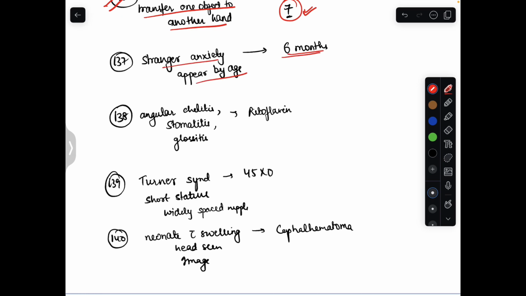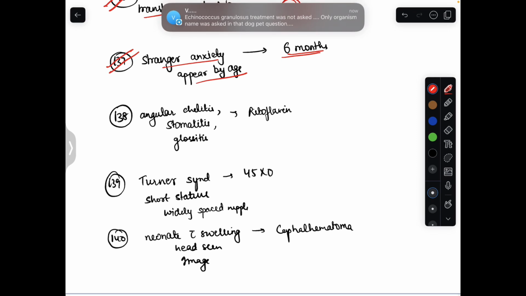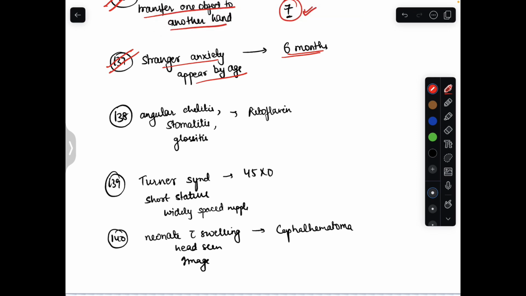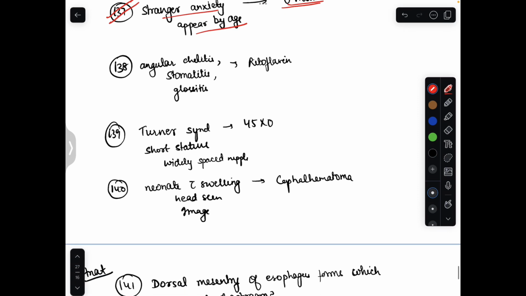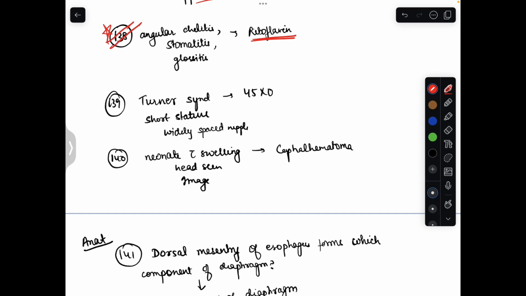Now for 137 question, stranger anxiety appears by age of 6 months. I don't remember if this question was there, but I wrote it. Okay. Now for 138 question, angular cheilitis, stomatitis, glossitis will be there. For this, the correct answer is riboflavin, and I don't know whether this question was there or not.